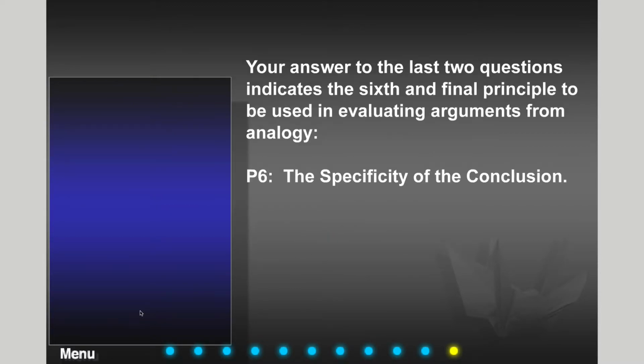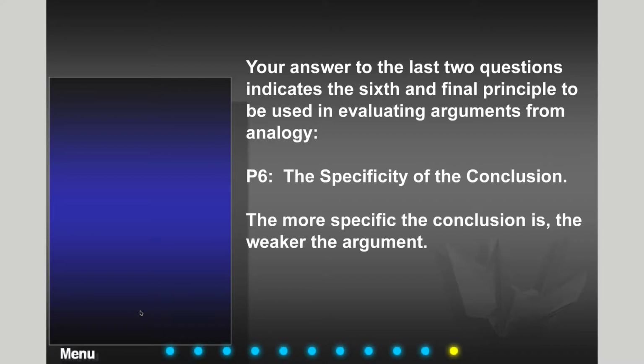Okay? So your answer to the last 2 questions indicates the 6th and final principle to use in evaluating arguments from analogy: the specificity of the conclusion. The more specific it is, the weaker the argument. The less specific or more general the conclusion, or the more vague, the more helpful. That is, the stronger the argument. Okay, so let's move forward.